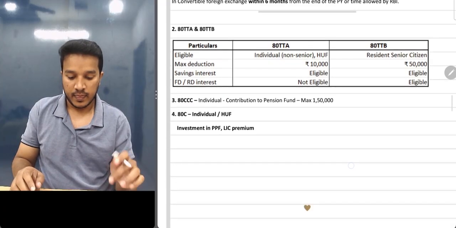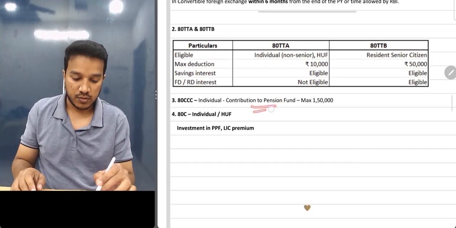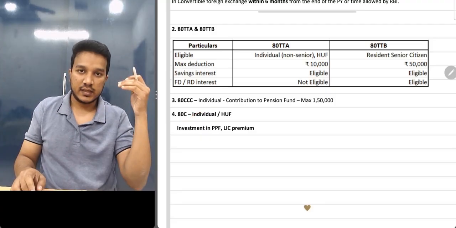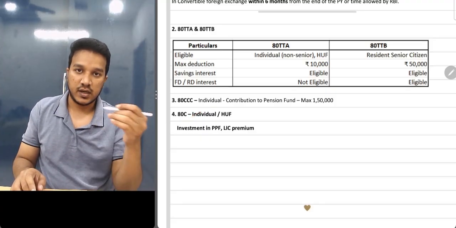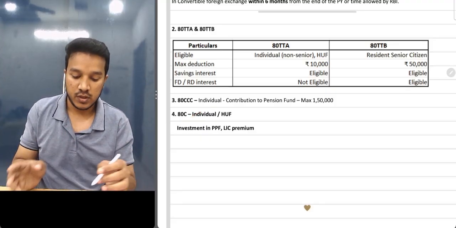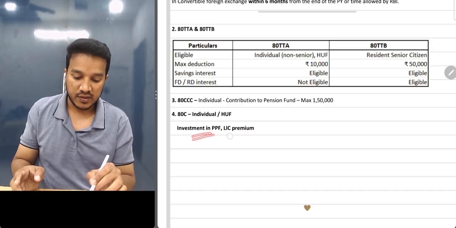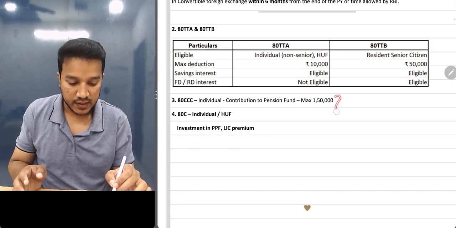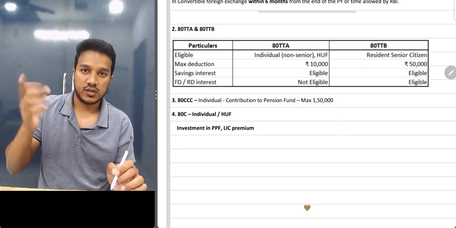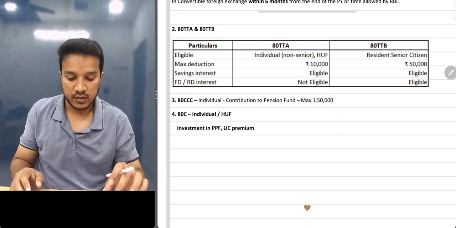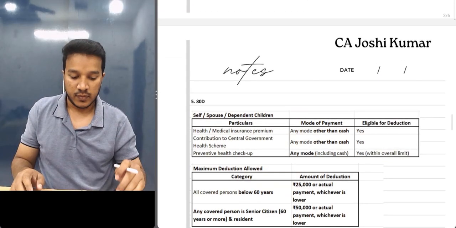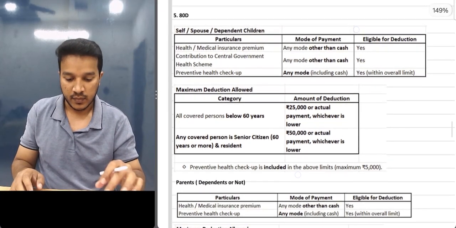80CCC, contribution to pension fund, maximum 1,50,000. I did not include all the 80C deductions, but you can see investment in PPF, LIC premium, and so on; the maximum deduction is 1,50,000. Again, 80CCC and 80C together have a maximum deduction of only 1,50,000. I did not include all the adjustments for 80C because it becomes clumsy, and you all know them also.